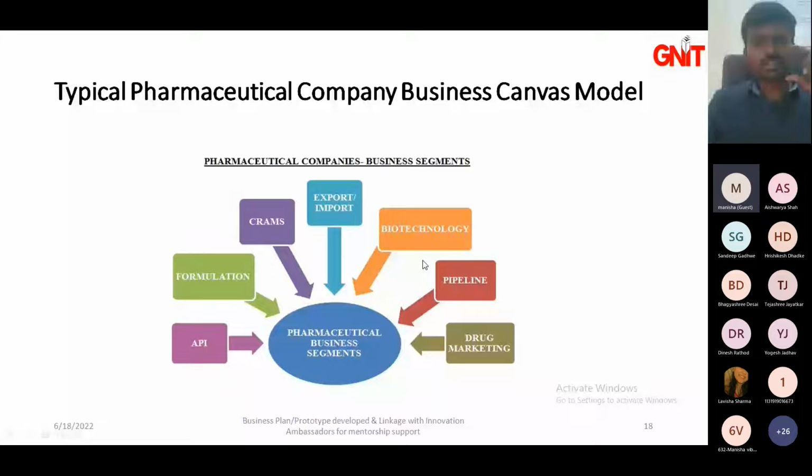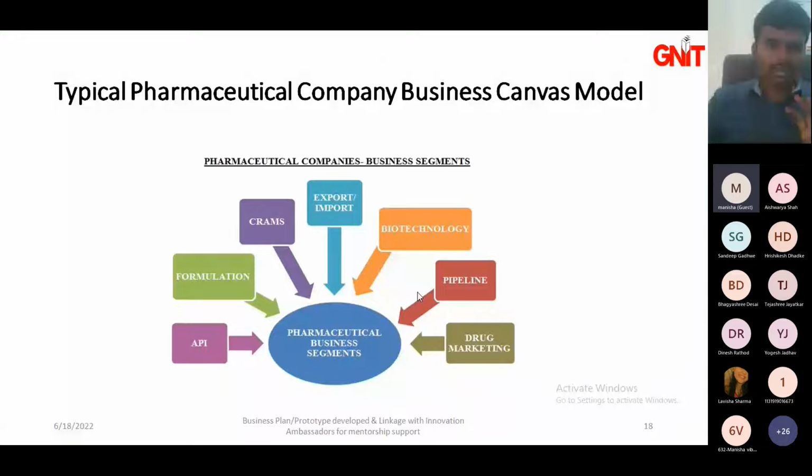Then pipeline. Pipeline means, for the product which is finally going to come, what are the processes, the chemical process, the formula process, and the others; all of that is called the pipeline. After joining all these things you will get the product. That product goes to the market. So this is the general typical pharmaceutical industry business canvas model.